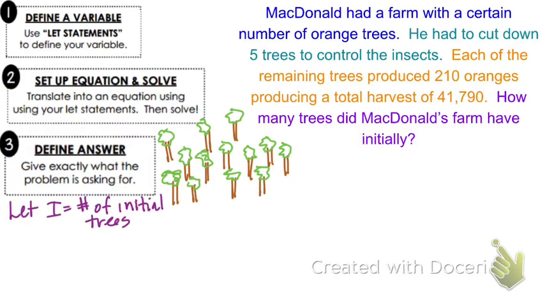Now let's start to think about what's going on here. Let's not jump into just the numbers. Get a good understanding of the situation.